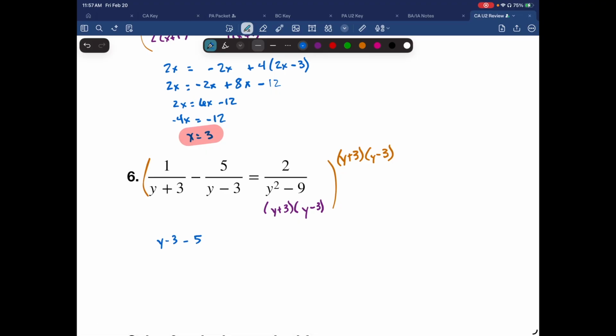Minus 5. The y minus 3s cancel out, and I'm left with y plus 3. So that's 5 times y plus 3. And then both of these denominators, or the y plus 3, y minus 3 are going to cancel, so I'm just left with 2 here. All right, so let's clean this up.